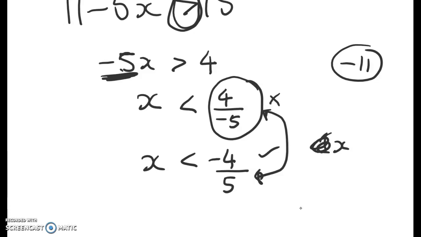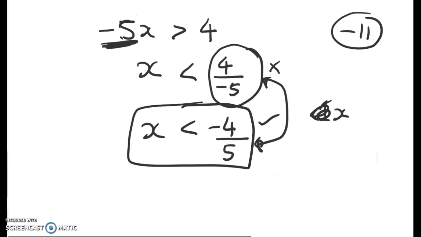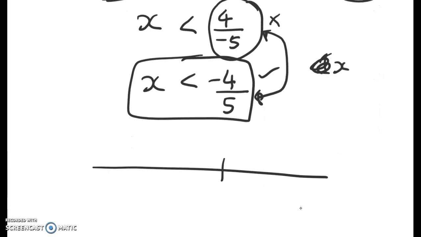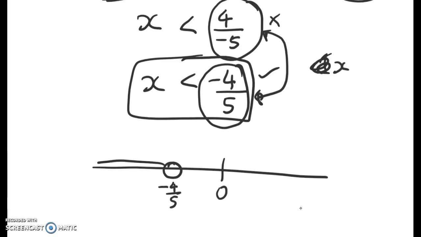Now let's just look at how we can put this onto a number line. Remember that if we've got less than, strictly less than, that means that negative 4/5 is not in my solution, and we show it like this by doing an open circle. If it were less than or equal to, then we'd have the coloured in circle going backwards.